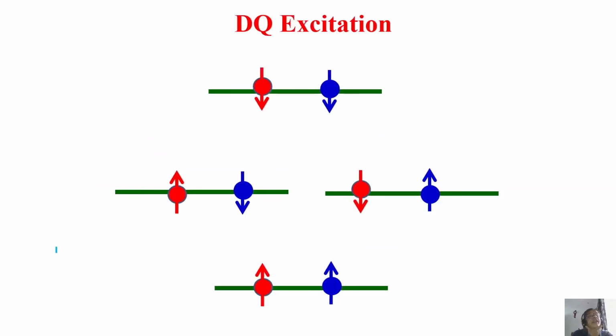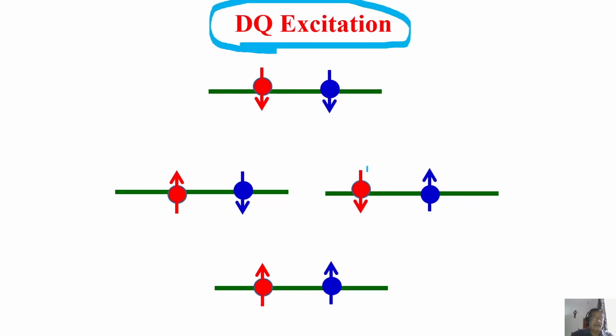But sometimes we can see, I am taking the example of a coupled spin, because for double quantum excitation and detection, spins should be coupled, dipolar or J coupled, it doesn't matter, there must be a coupling.